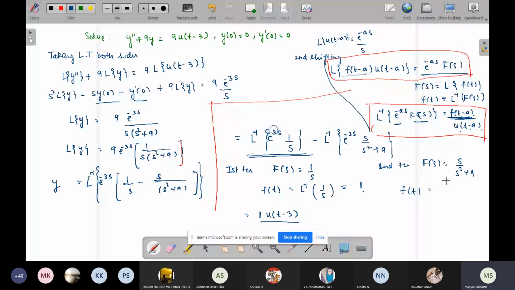Now if you are solving this, e power minus as Fs is equal to f(t minus a). Ft is this. The a value is 3. So you need to replace t by t minus 3. That means cos 3 and t will be replaced by t minus 3, times u of t minus 3. So this is your value of y. This is how you can use the shifting theorem.